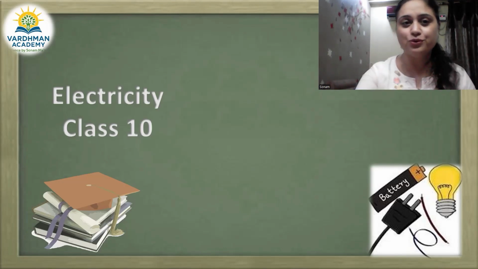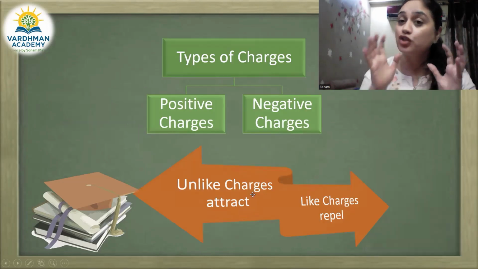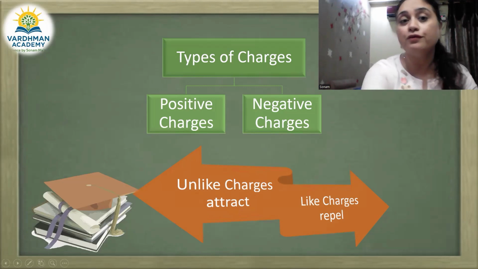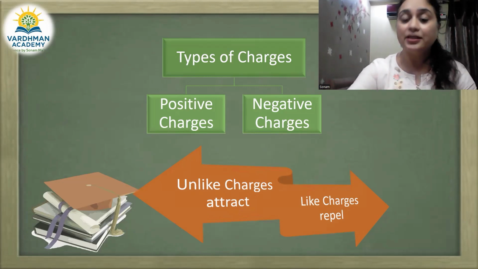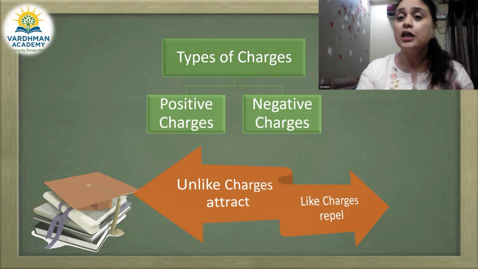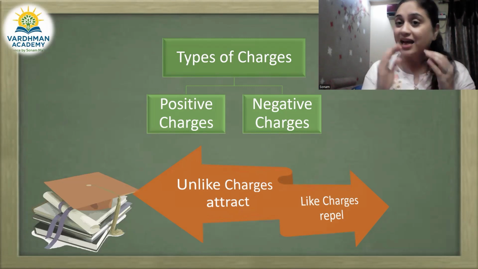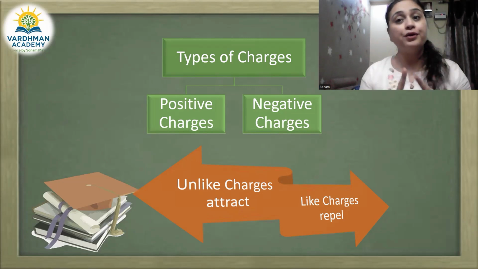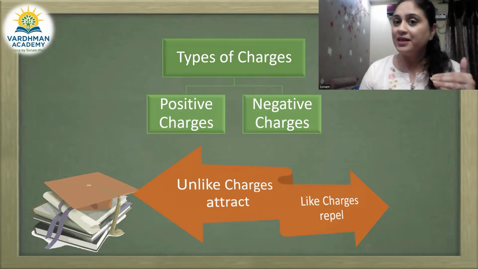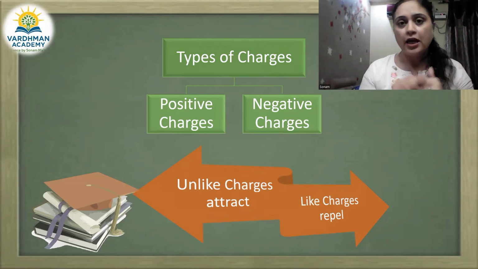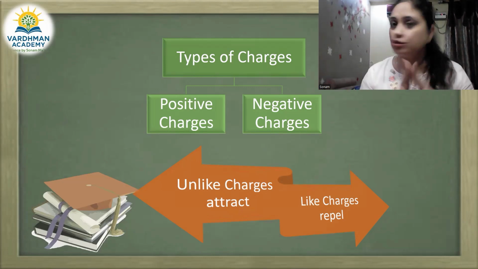So we are starting with the first topic of this chapter, that is the types of charges. It is very important for all of us to understand that there are two types of charges, the positive charge and the negative charge. When you're talking of a positive charge, it means the charge has fewer electrons. And when you're talking of a negative charge, it has more electrons. So we have altogether two types of charges.